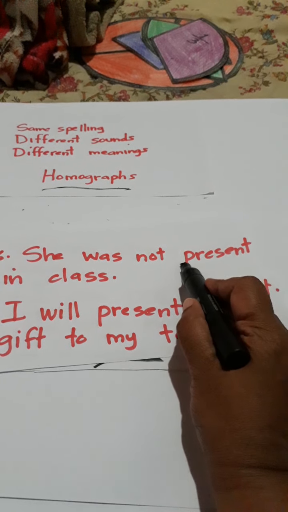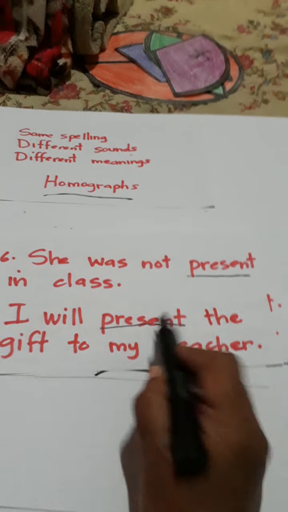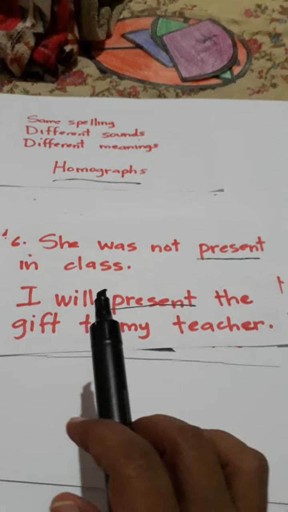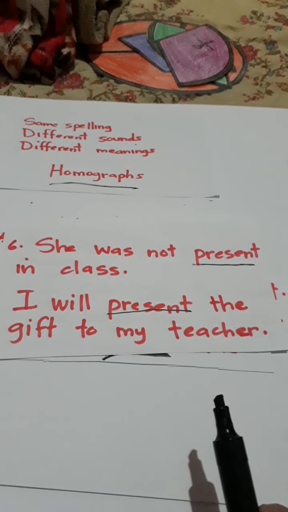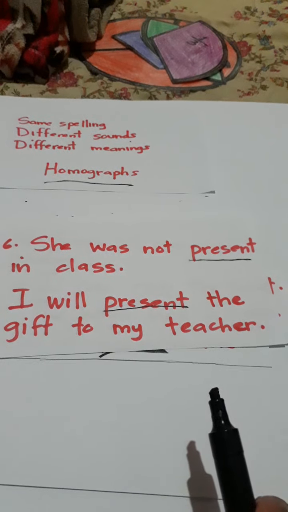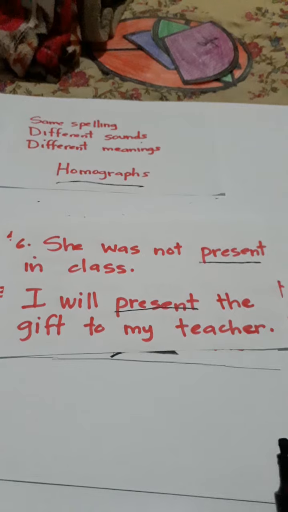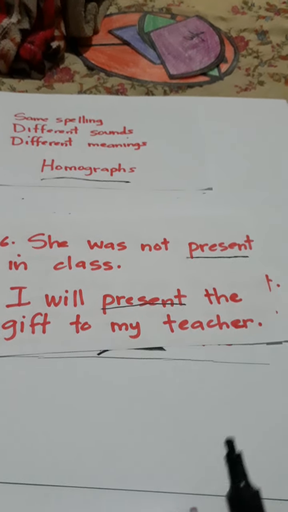So let's look for the homographs. Words which are spelled the same here. She was not present in class. I will present the gift to my teacher. She was not present in class, or it could be the girl gave her friend a present. And then you have, I will present the gift to my teacher.